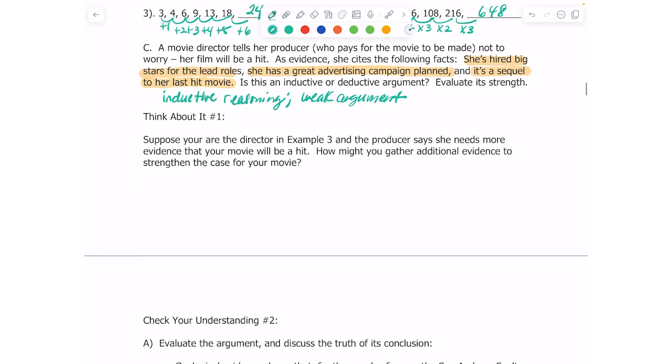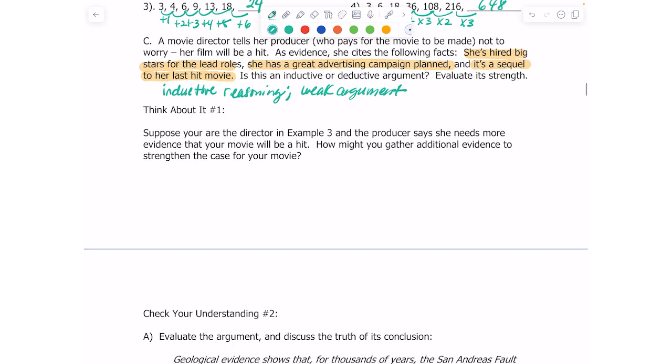And what I'd like you to do on your own, and I'm not going to answer the question, but you can think about it, is suppose you're the director in that example, and the producer says she needs more evidence that your movie will be a hit. How might you gather additional evidence to strengthen the case for your movie?